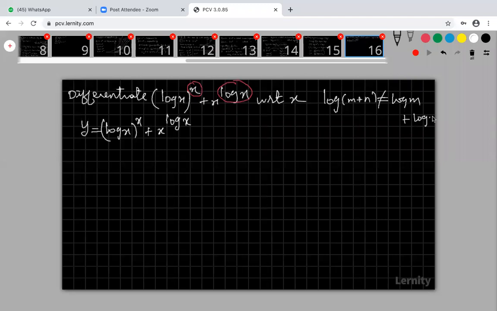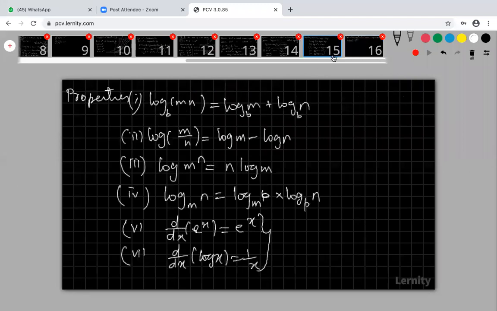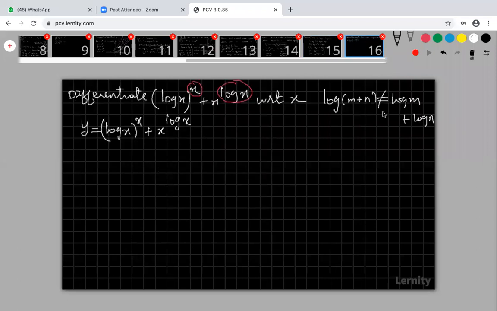So log(m + n) is not equal to log m plus log n. Please understand, don't confuse this formula. This formula is different and that formula is different. Both are not equal. Okay. So if this is a function, then we have two terms on the right hand side. If we have more than one term on the right hand side, don't take log of them directly, immediately.